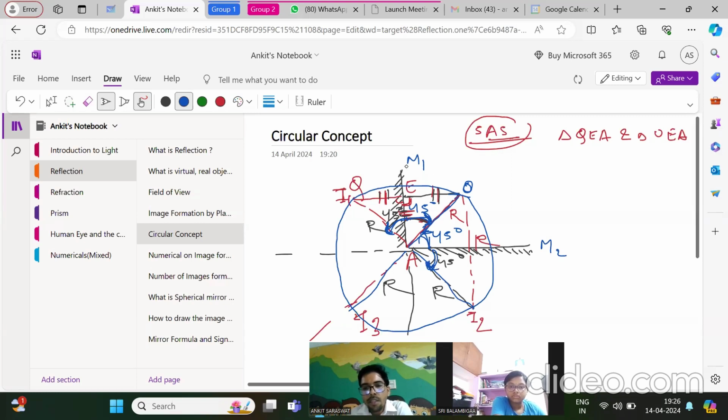And this I3 is how much from this? Just forget that. Understood up to this point? Any doubt? No doubt, sir. So this is known as the circular concept. If the object is alpha degree clockwise, then the image will be alpha degree anti-clockwise. Clear? The meeting link will be over soon, then I will start this concept again.